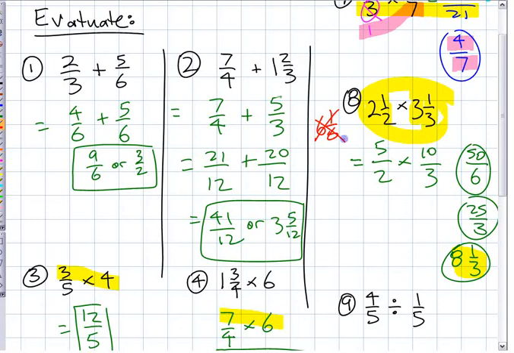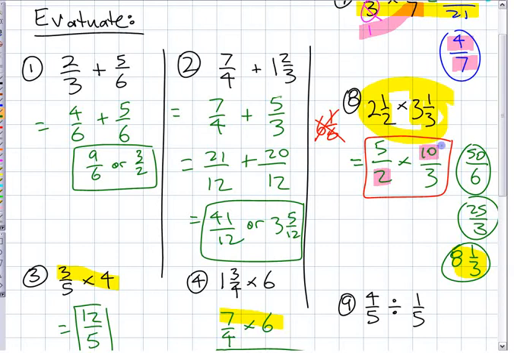If you wanted to be tricky with this, once you've changed it to this, you could look and say, I have a 10 here and I have a 2 here, and both of those can be divided by how much? What can you divide both those by? 10 and 2, a smaller number you can divide them both by. 2. You can divide them both by 2.